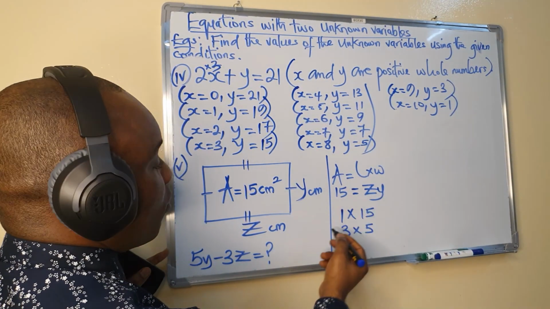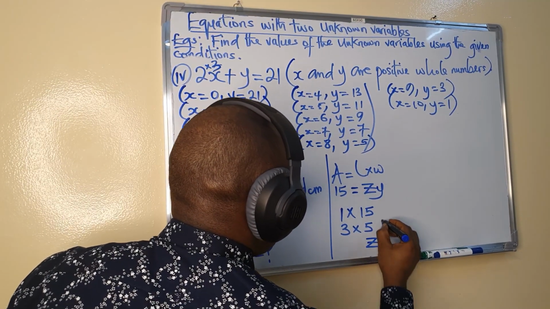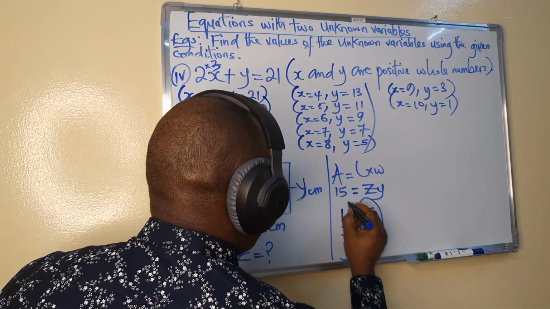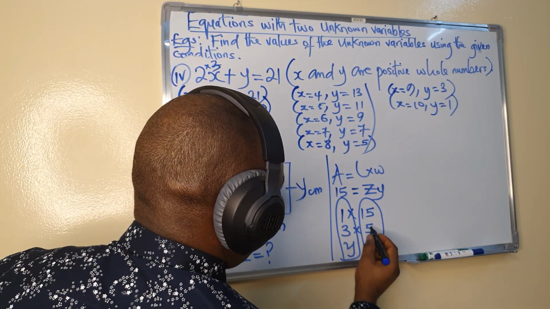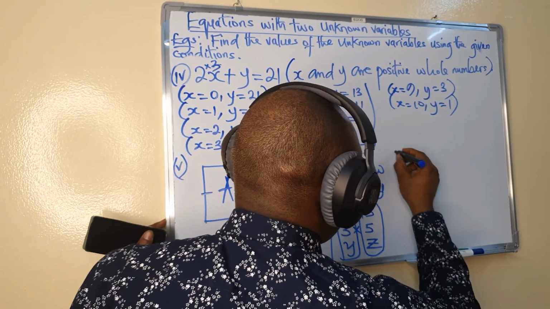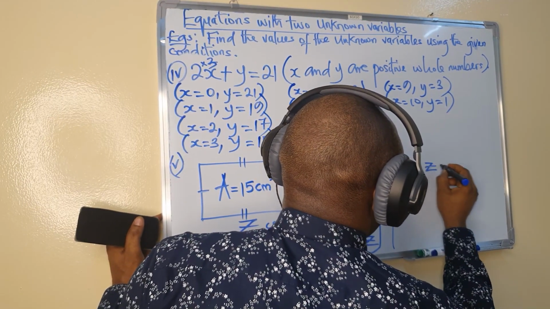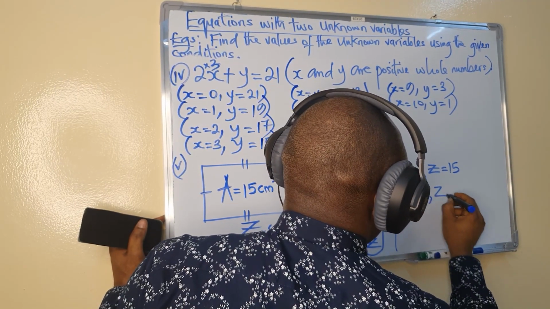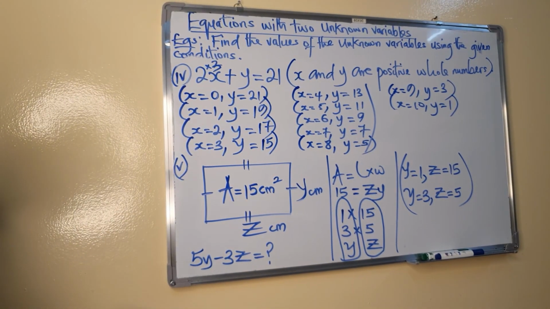Since z is more than y, it means that z is in this column. This is the column for z. The values of z are 15 and 5, while the values of y are correspondingly 1 and 3. So, when y is 3, z is 5, and when y is 1, z is 15. These are the pairs. You can represent them easily like this: when y is 1, z will be 15, and when y is 3, z is 5. These are the two pairs that we have for this situation.